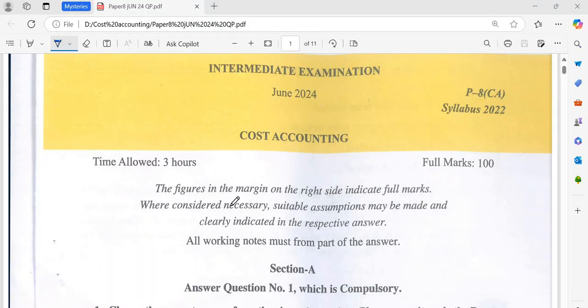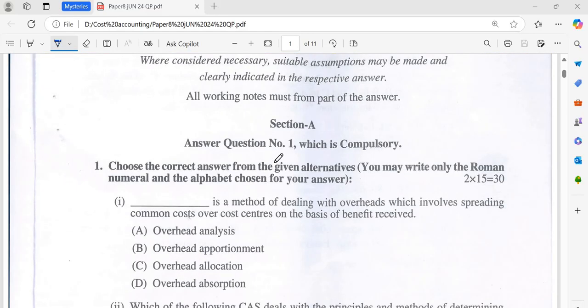So good evening everyone. Now we are going to see cost accounting June 2024 suggested answers. So first we are going to see section E. Choose the correct answer from the given alternatives.